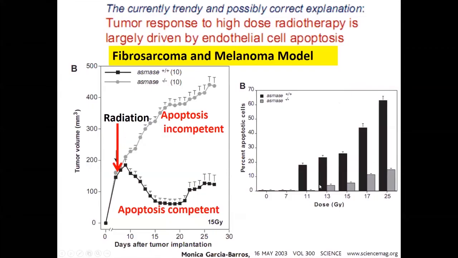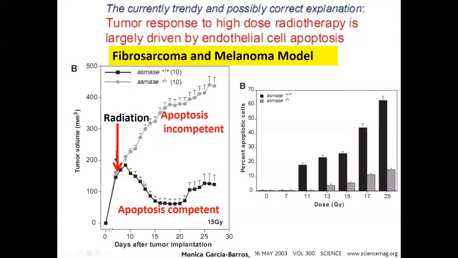Now this is again an interesting experiment where 2 groups of mice were taken. One group of mice was altered genetically. They were altered genetically in such a way that apoptosis is blocked. So they become apoptosis incompetent. The other group are normal mice. They are apoptosis competent. Now these 2 tumors were implanted on these 2 groups of mice.